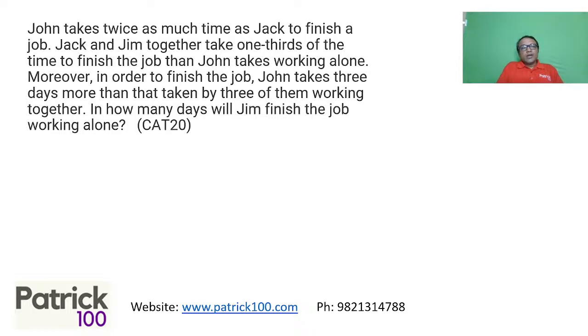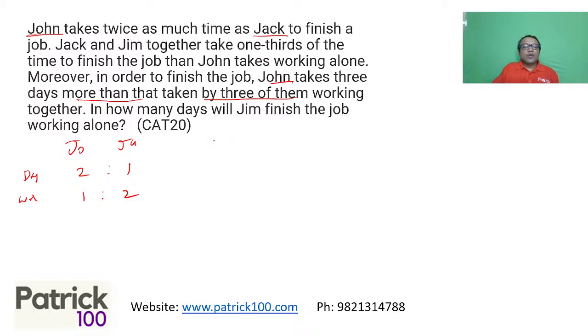So here, if you look at it, they're given again the time to do twice as much time, 1/3 as much time. In the end, they're given 3 days more by John and all three of them. Since there are two concepts, we take each of them separately. Let's say John and Jack. Twice as much time. John takes twice as much time as Jack to complete a work. So work done will be 1:2, John and Jack.